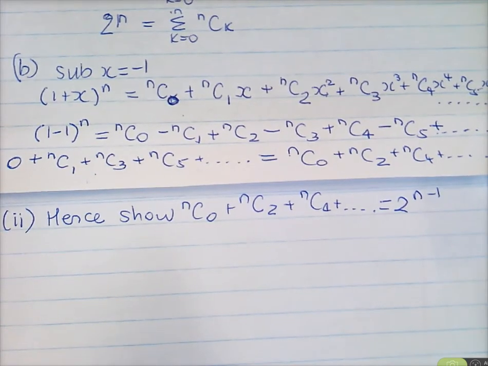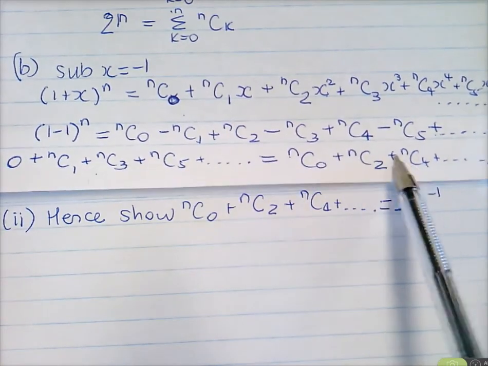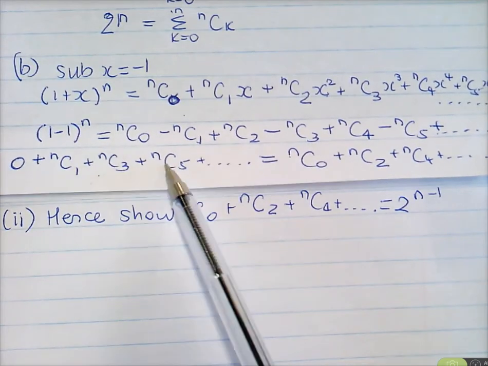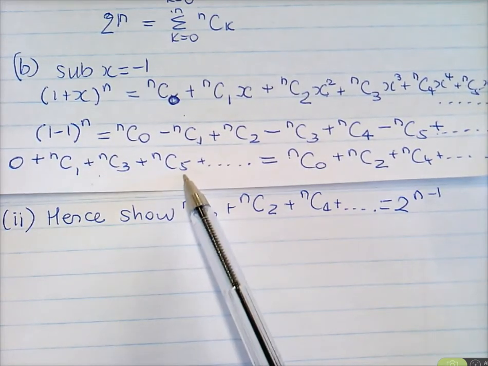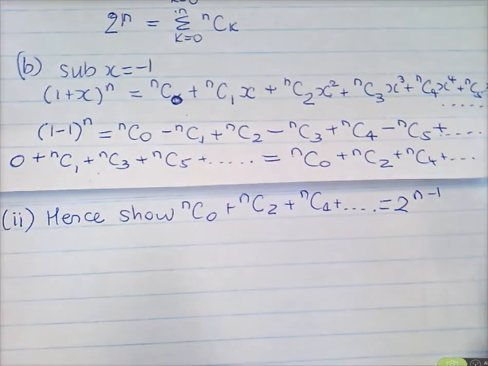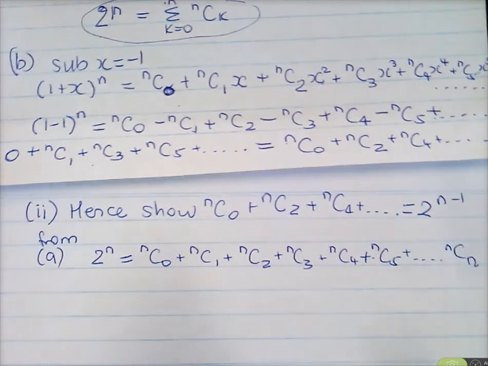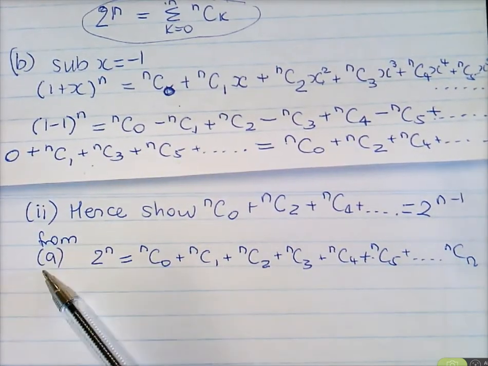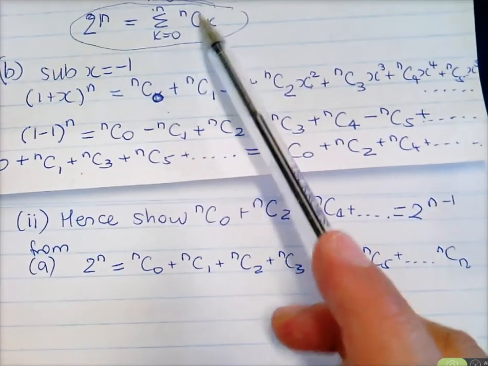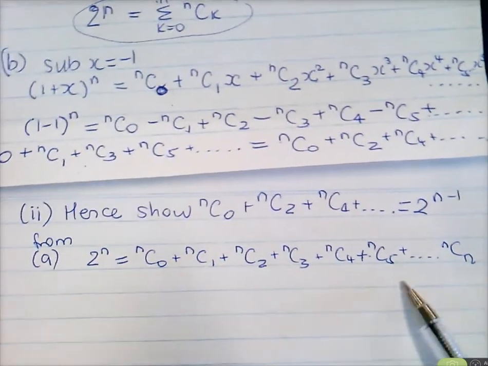Okay, girls, look at the step before. We've got NC0 plus NC2 plus NC4 equals NC1 plus NC3 plus NC5. But the sum of everything equals 2 to the n. Now, show that using the result from part A. From part A, we know that 2 to the power of n equals the sum of terms nCk from k equals 0 to n. So we write it out in expanded form.